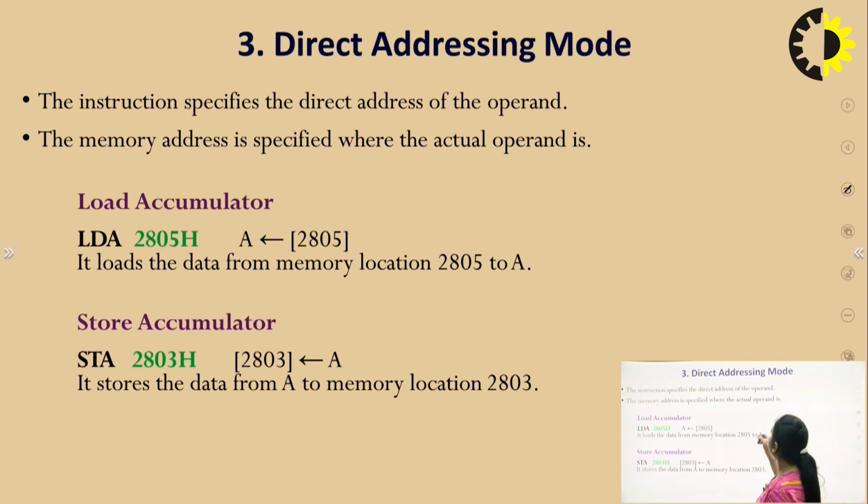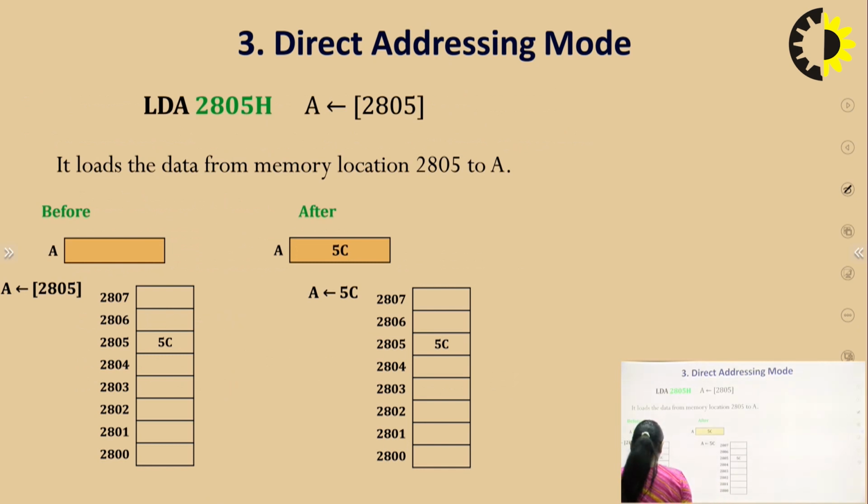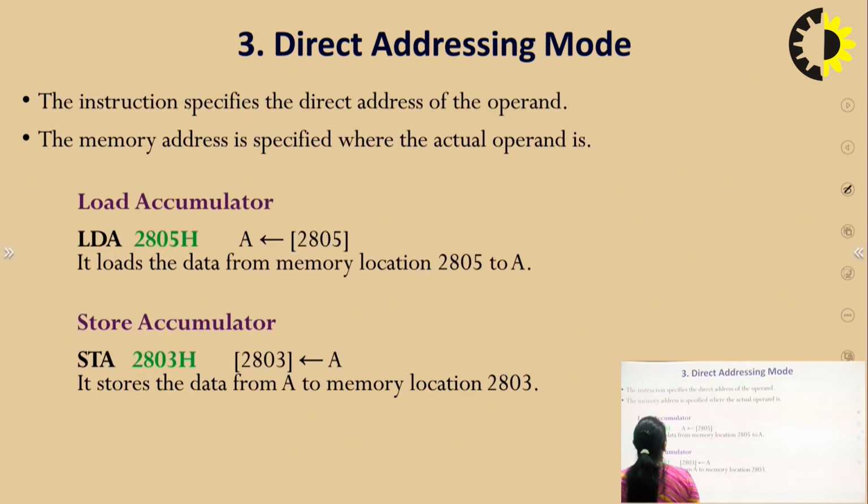Now direct addressing mode. The instruction specifies the direct address of the operand. The memory address is specified where the actual operand is. So there are two examples for this: load accumulator and store accumulator. First we will be discussing the load accumulator.